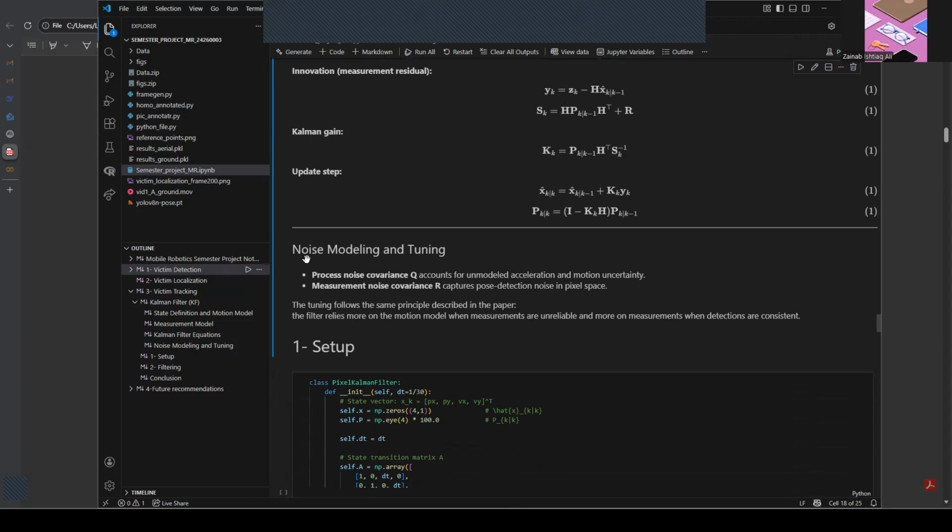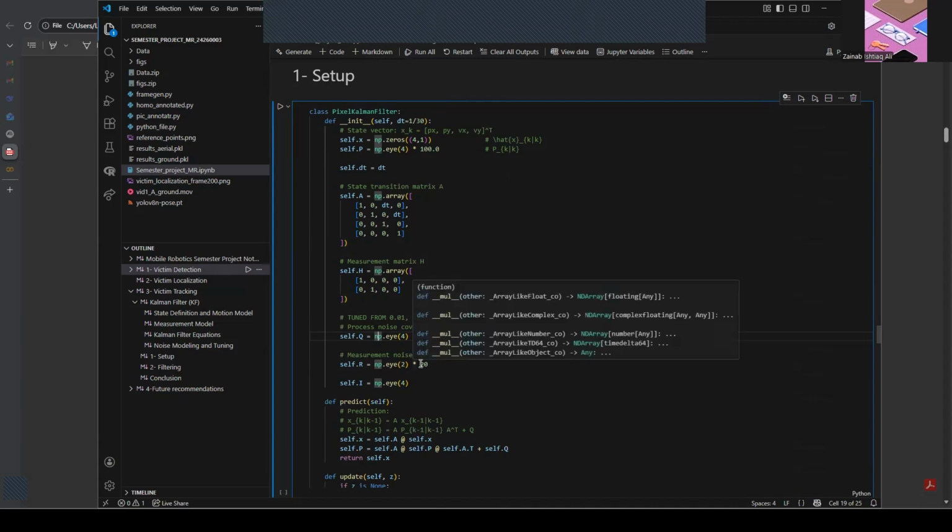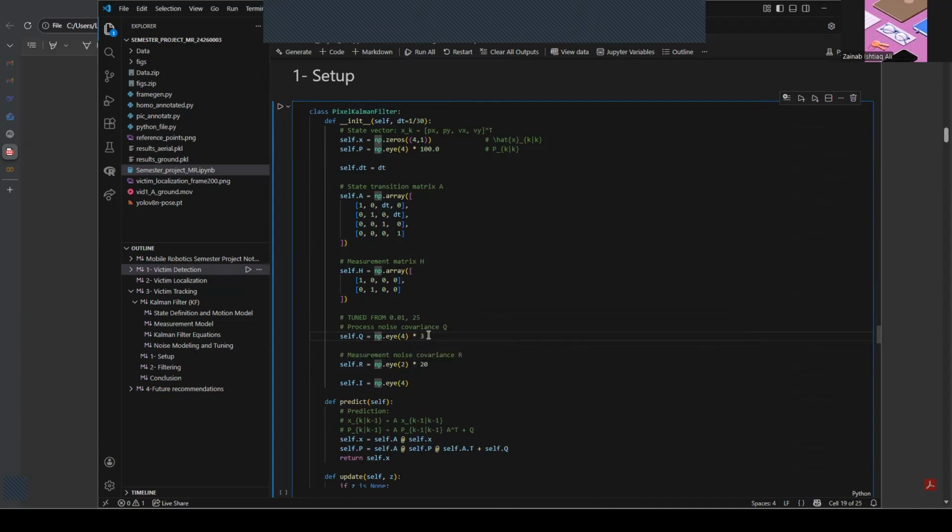Once again, as I mentioned, our noise, which is our process covariance Q, and our measurement noise covariance R, we will also be tuning these accordingly. Let's move on to our setup. Up here, I'm setting up all my matrices, my state transition matrix A, which is my sensor model measurement matrix, and then I have my tuning parameters Q and R. So I started by putting Q as small as possible and R as large as possible. Then I tuned it until I had a value that was the most suitable.